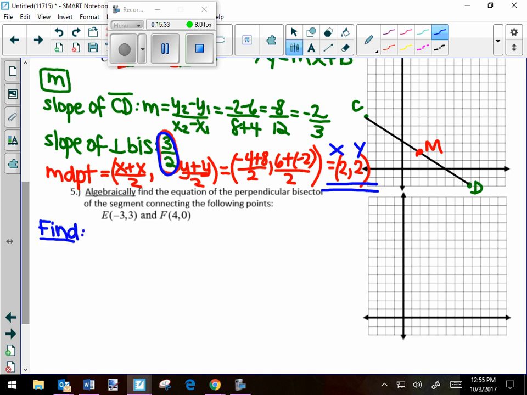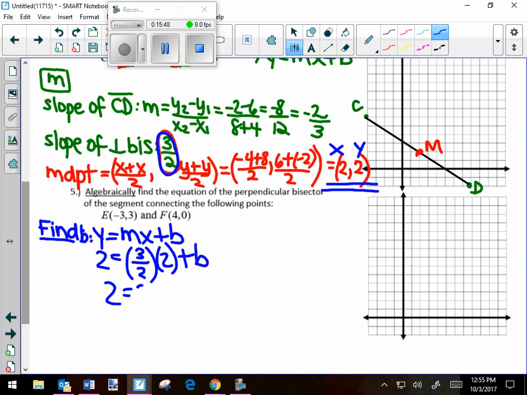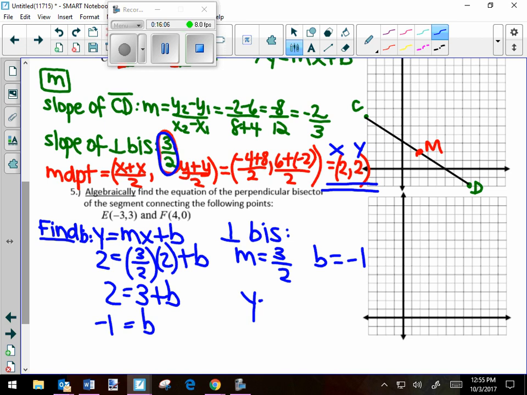So when I find the y-intercept, I use y equals mx plus b. I plug in the 2 for y, the 3 over 2 for m, the 2 for x. So I get 2 equals 3 plus b, or b equals negative 1. So my line that's the perpendicular bisector, I right now know has a slope of 3 over 2, has a b value of negative 1, which means I can write the equation of that perpendicular bisector.